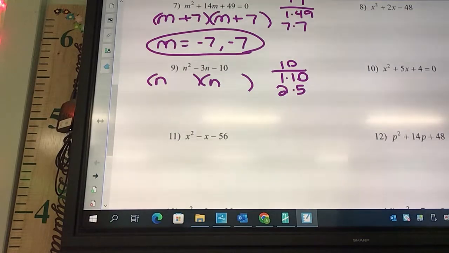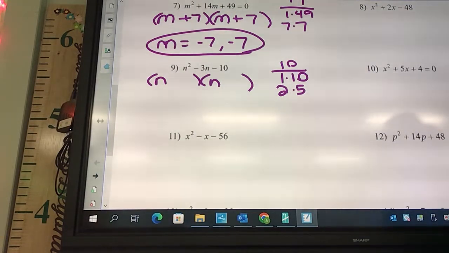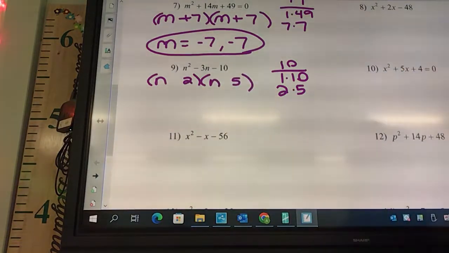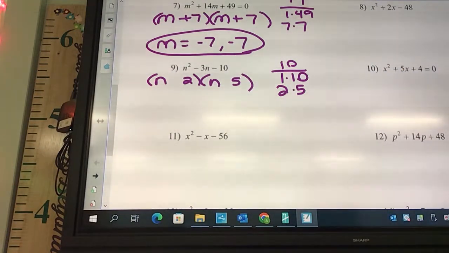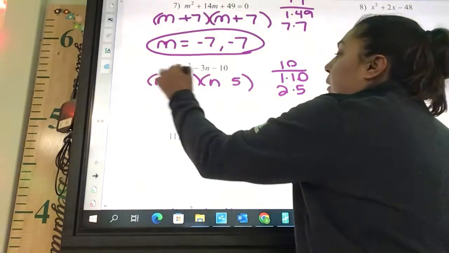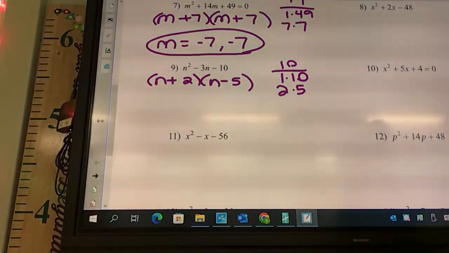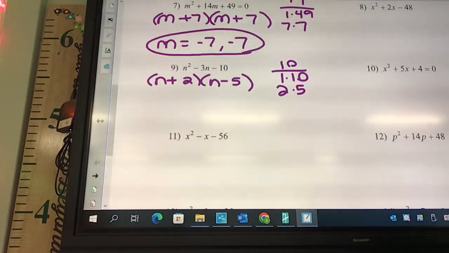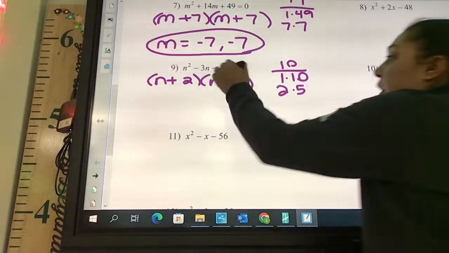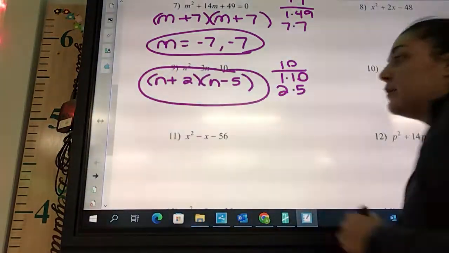I need something to give me a 3. 2 and 5. Now take a second and think. I need a -3. Plus negative. Good. Do we stop or keep going? How can we tell? It does not have an equal 0, so we stop here. So circle this one.